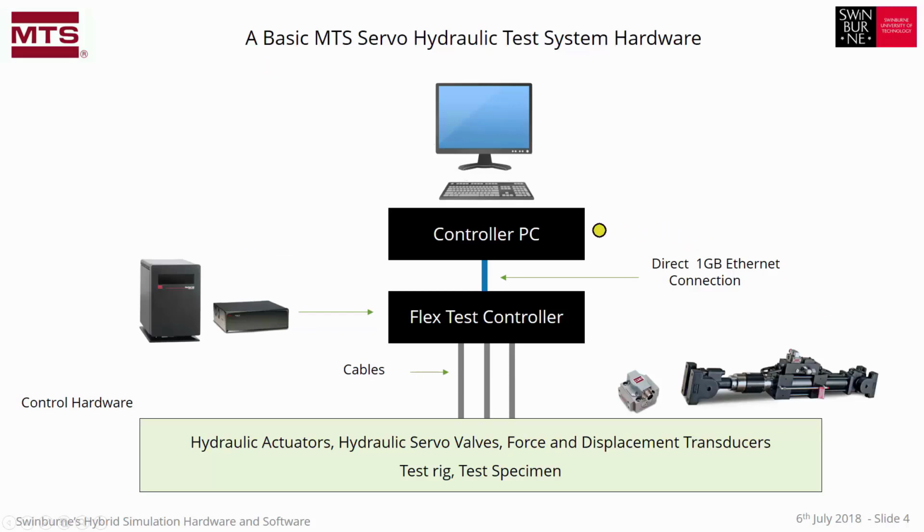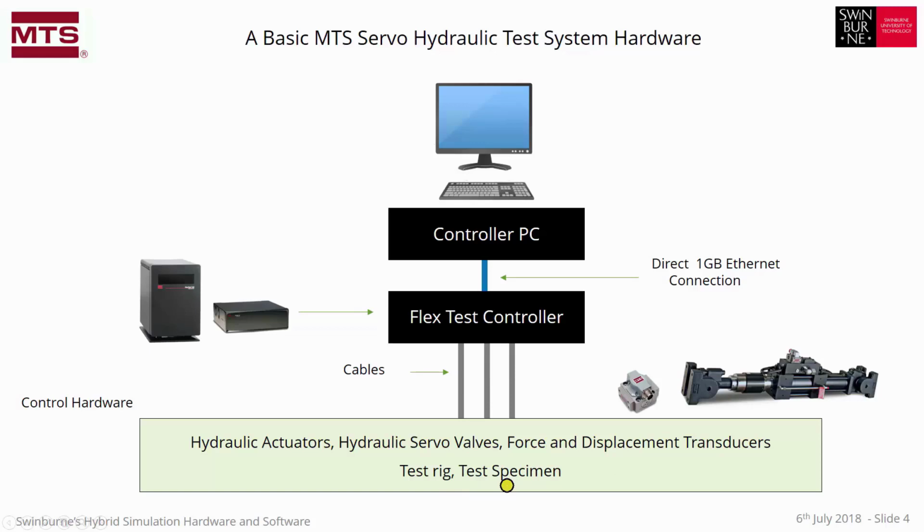If we look at just a basic servo hydraulic system, and in this case an MTS system, at the top there is a controller PC which provides the graphic user interface to control the test. Below that we have the real-time test controller, which could be a FlexTest 40, 60 or FlexTest 100, and it is connected back to the controller PC via a 1 gigabit Ethernet connection. Now below the test controller we have all the control hardware, so we've got 1 or more actuators. Each actuator has a servo valve, a load cell and a displacement transducer. And these actuators are all fitted on the test rig and connected to the test specimen.